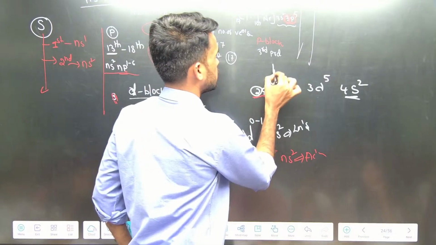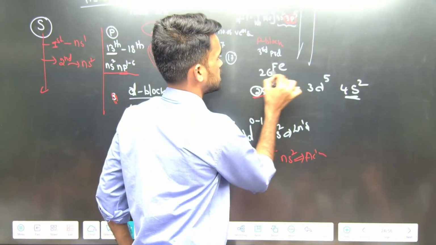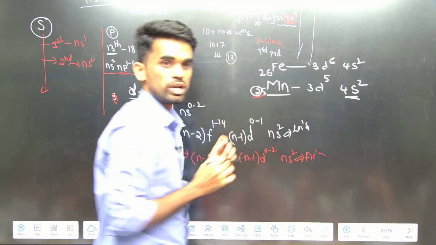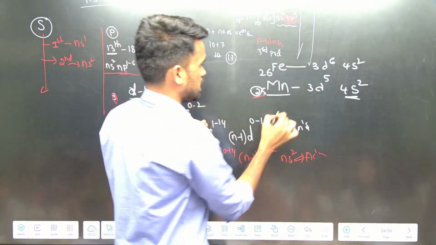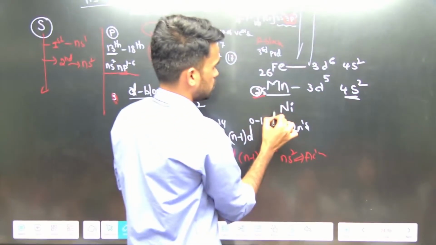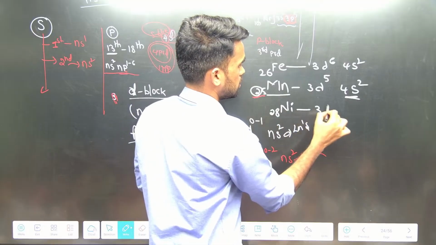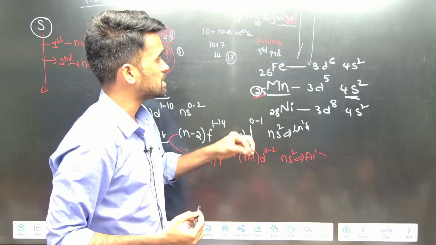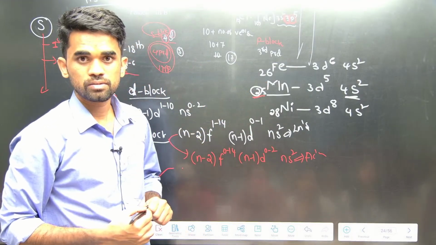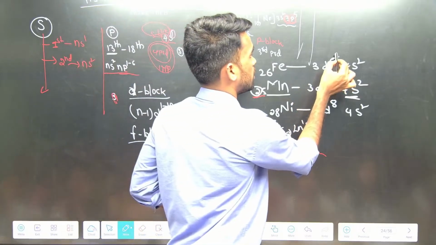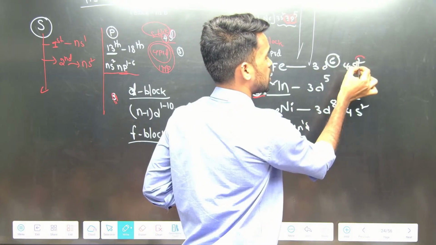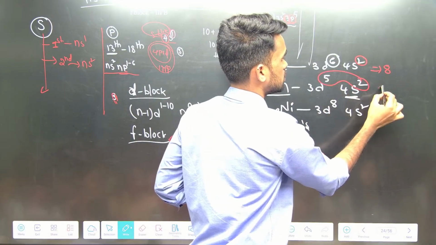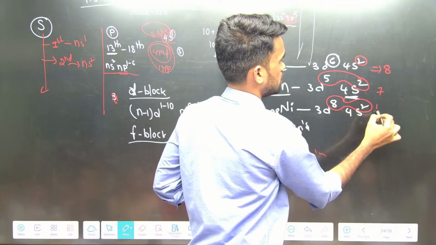So tell me for iron, 26. Tell me. 3d6 4s2, like that you can write. Now next, nickel, 28. Tell me. Like this. Now if I ask what is the group number of this iron, add the number of d orbital electrons and s orbital electrons. How much? So iron is 8th group. Next, manganese is 7th group. Nickel is 10th group, like that.